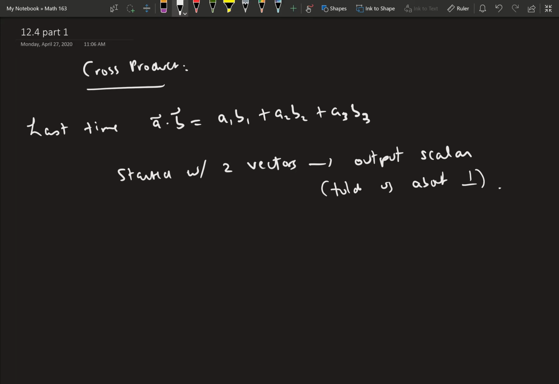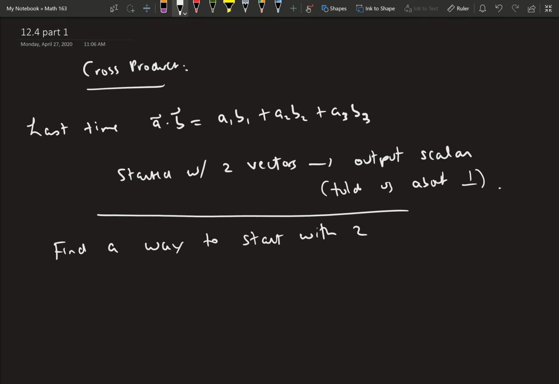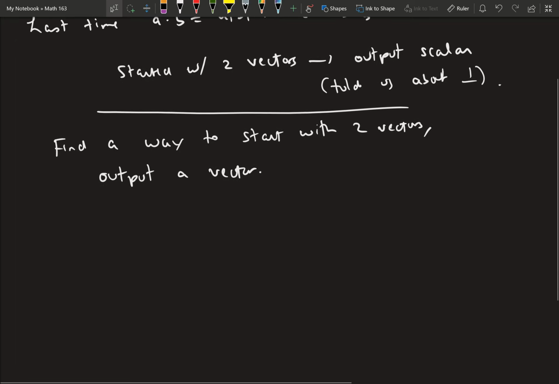But now our goal is to find a way to start with two vectors and output also a vector. And that's hopefully in some way geometrically meaningful. And the way we're going to do that is by the cross product.